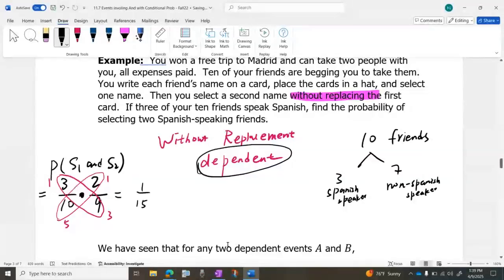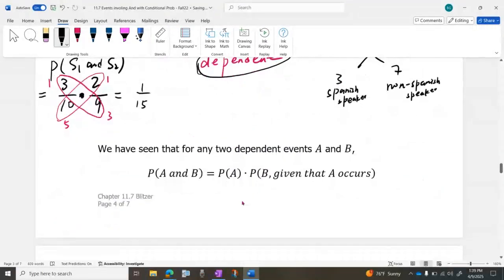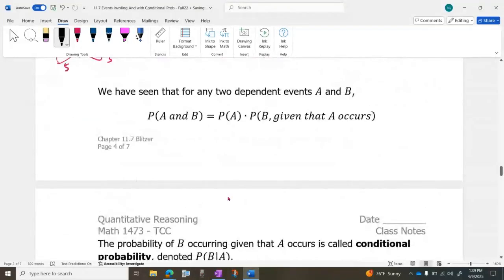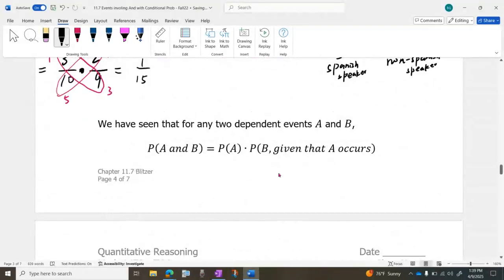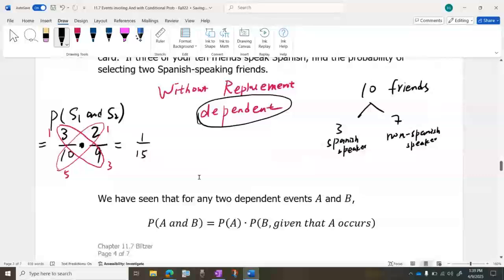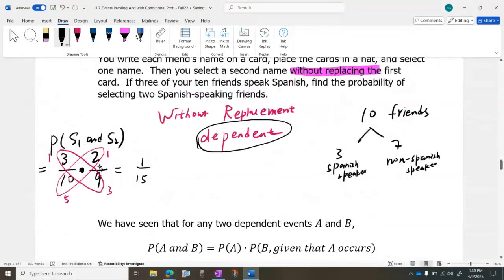The probability is 1 over 15. All right, without replacement, dependent. Let's continue. So literally, you don't really need to remember the formula. You just need to know the second probability is going to be a conditional probability.